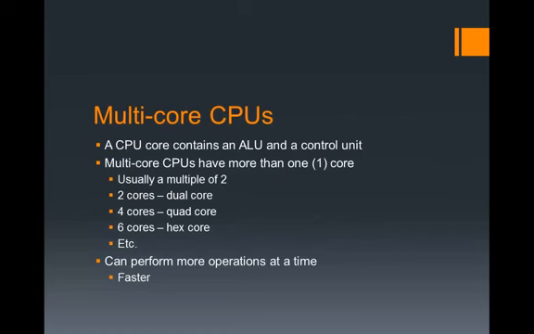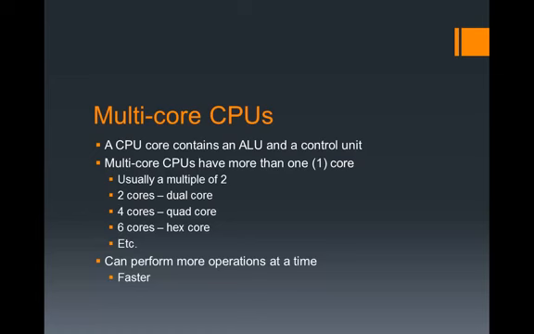Now, this is where it gets a little bit complicated. Earlier I said sometimes the processor can be in more than one step at any time. That's where multi-core CPUs come in. A CPU core contains both an ALU and a control unit. Multi-core usually means there's more than one, so you can have 2 cores for dual core, 4 cores for quad core, 6 cores for hex core. It's usually a multiple of 2.